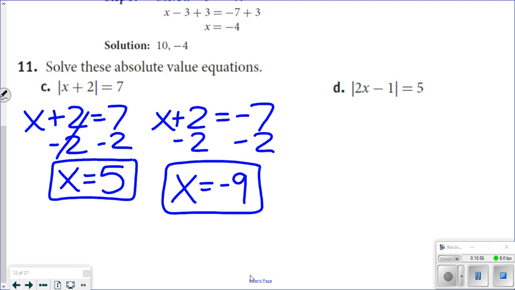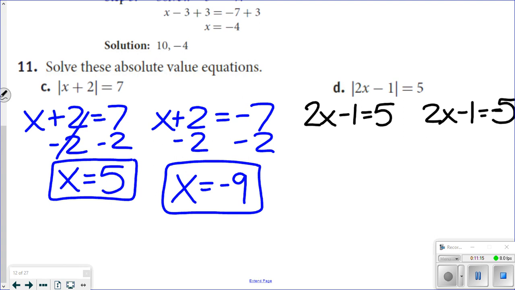Question D. My absolute value bars are isolated. They're on one side all alone. There's nothing in front of them. There's nothing after them besides the equal sign. So immediately drop your 2 bars. And I want you to pause this video and try these questions. You can do it.